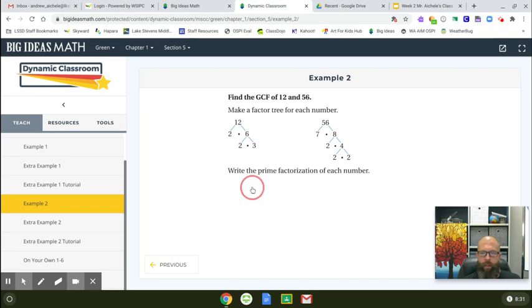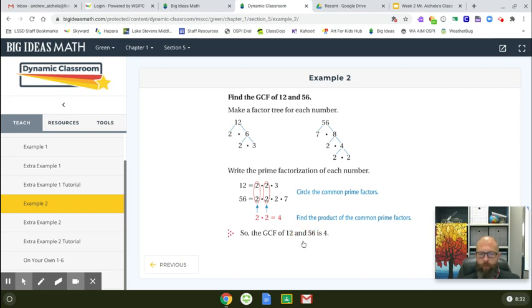So the prime factorization for each number: for 12, 2 times 2 times 3. For 56, it's 2 times 2 times 2 times 7. And what we're going to do now is circle the common prime factors. They both have a 2 here and they both have a 2 here. So we circled the common ones. Then you find the product of the common prime factors. Remember, product is multiplication, so you just take 2 times 2 equals 4. So the GCF of 12 and 56 is 4.